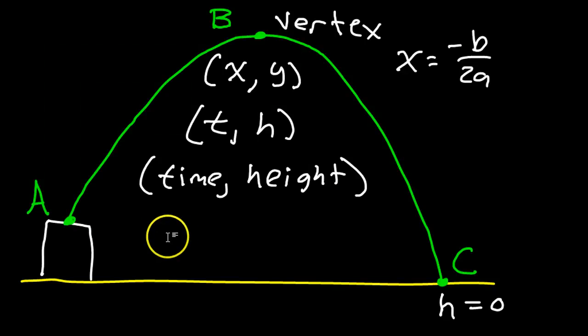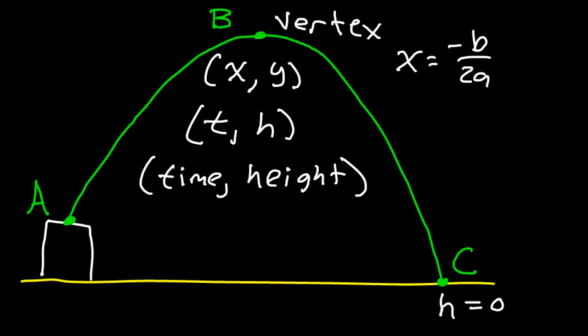As you read the problem, ask yourself, are they talking about position A, position B, or position C? If they're talking about position B, that's the vertex. We'll do opposite of B over 2A to find the x value, which is usually time, and then use the table feature to find the height that goes with it. If they're talking about the C value, that just means the height is 0, so we'll set the function equal to 0 and solve it, probably using the quadratic formula.